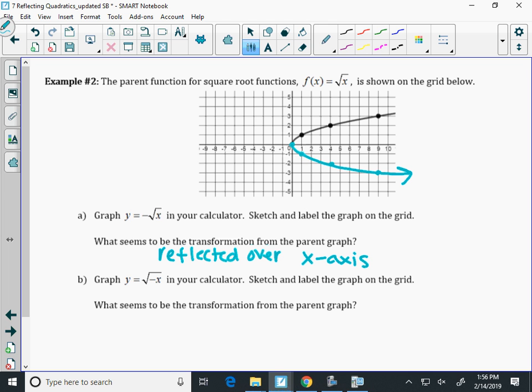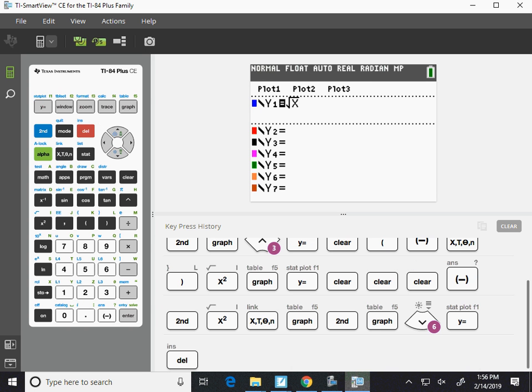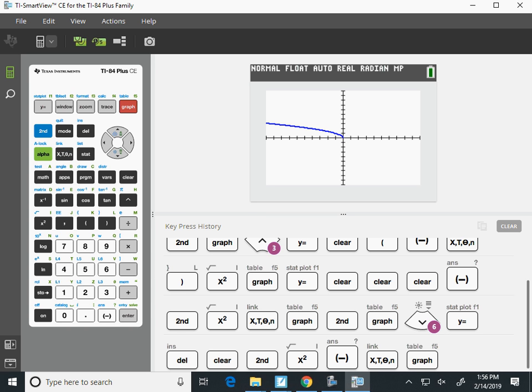In our calculator, we're now going to put that negative on the inside with the x. So go to y equals. Now the negative is going to go on the inside with the x. And then we can graph it. What does it look like happened when the negative is on the inside with the x? Yeah, it reflected over the y-axis.